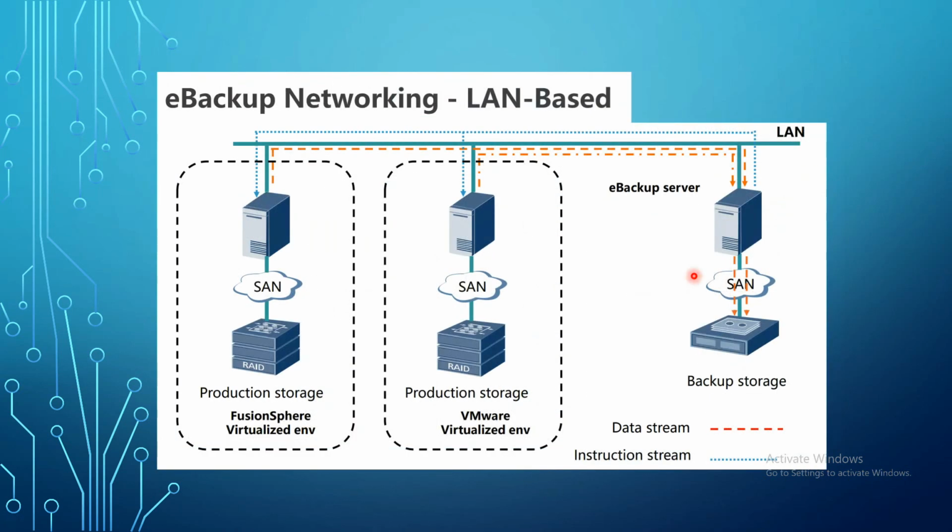So this is the eBackup networking, LAN-based backups. As we can see, the VMware environment is connected to the LAN, and FusionSphere is also connected to the LAN. We can take backups using the LAN medium, and it will be transferred to the storage. As we discussed, it depends on the network speed that you are using, 10 gig or 1 gig. So the speed will define the backup window. Yes, the backup window is dependent on the LAN speed.